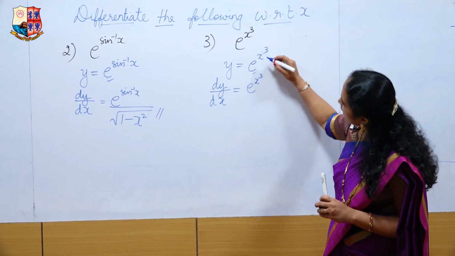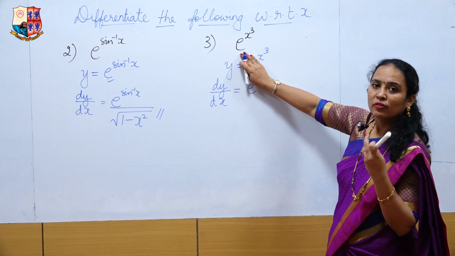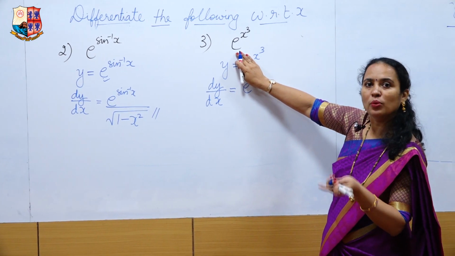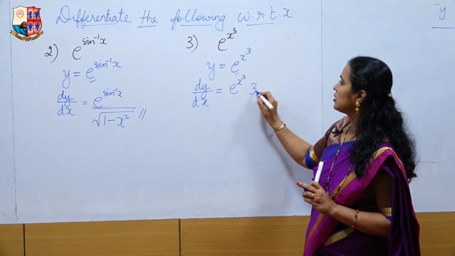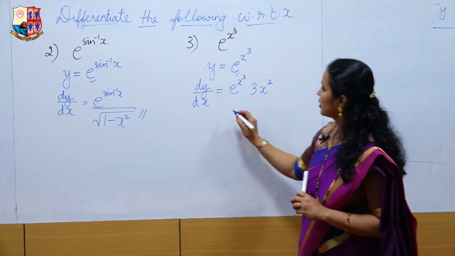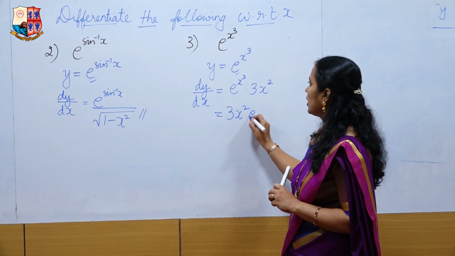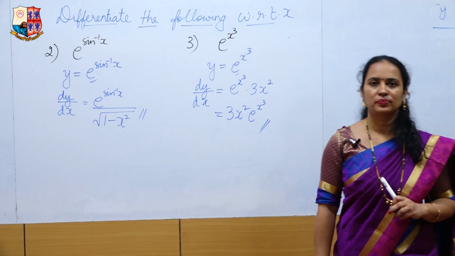So done with e. Now go for x cube. X cube is remaining. Which form? X to the power n form. Bring the power down, reduce 1 from the power. So x cube on differentiation will give you 3x square. So 3x square e to the power x cube is the answer.